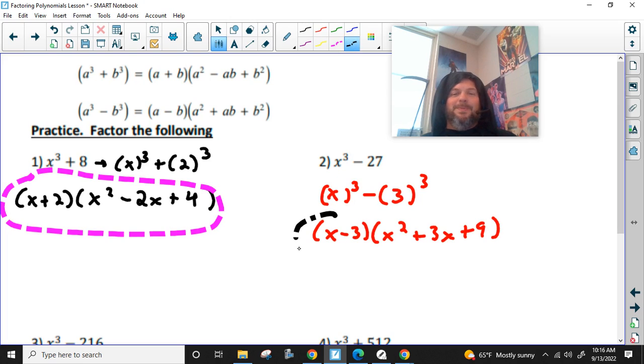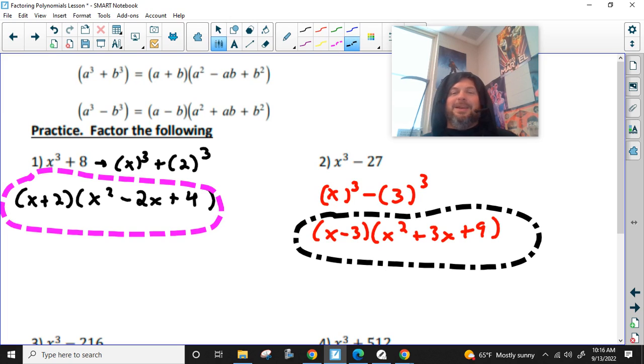Okay, so again, we're just following the form. Once you actually know the form, you know how to take the cube root of stuff, this is pretty simplistic. But if you don't know how to take the cube root of stuff, yeah, it's bit by bit, step by step.